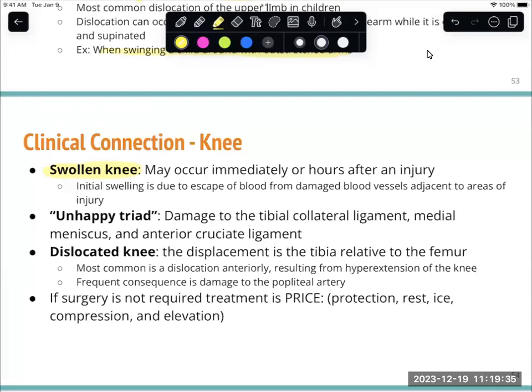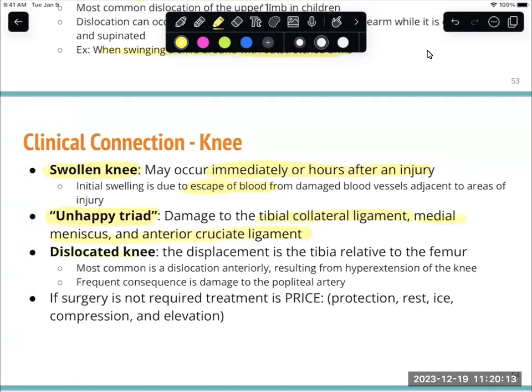When someone has a swollen knee, it can be immediately or hours after an injury. And it's usually because of blood that has escaped from damaged blood vessels. The unhappy triad is common in hockey players. The tibial collateral ligament, medial meniscus, and the anterior cruciate ligament are all damaged.